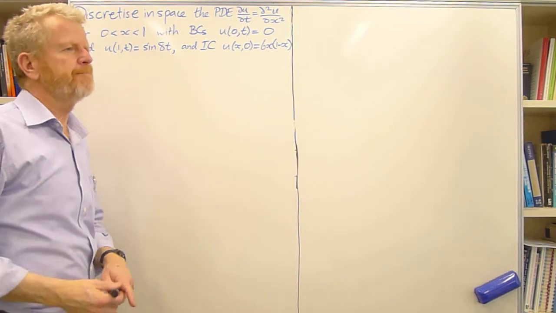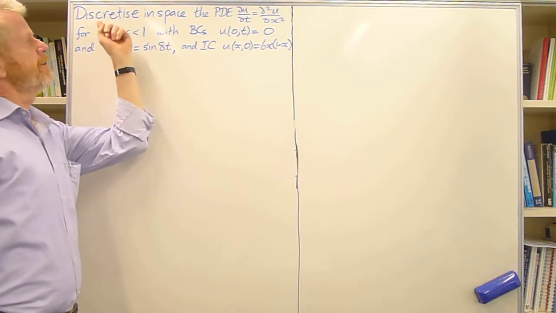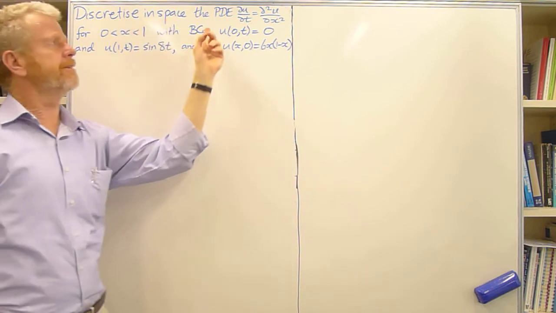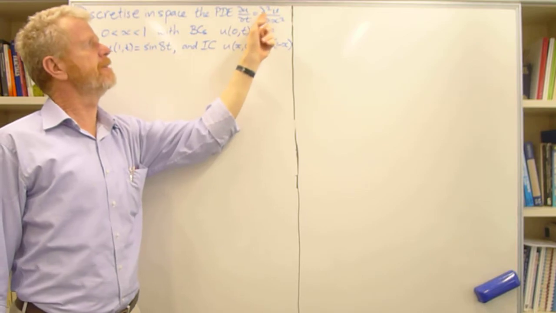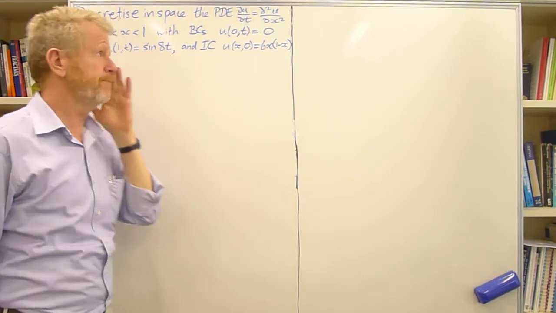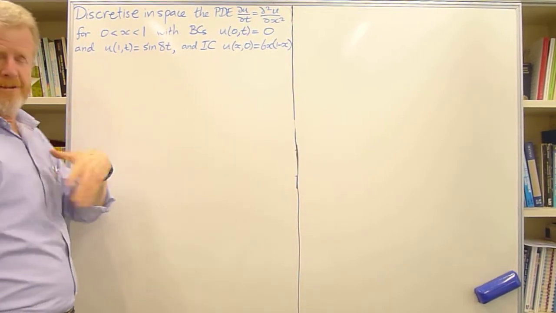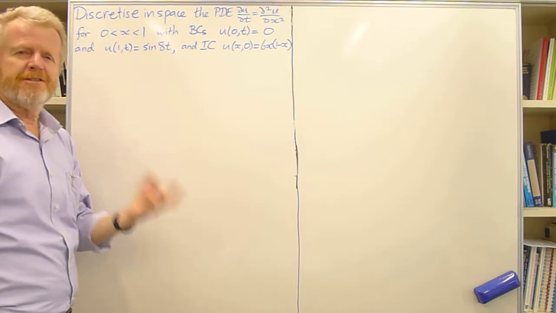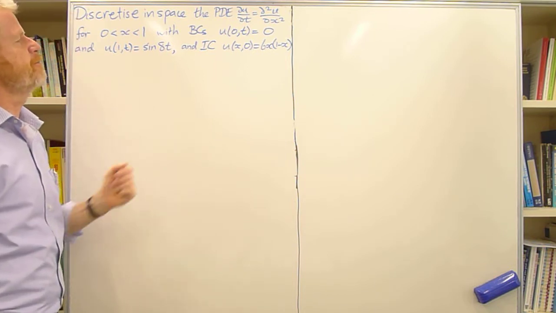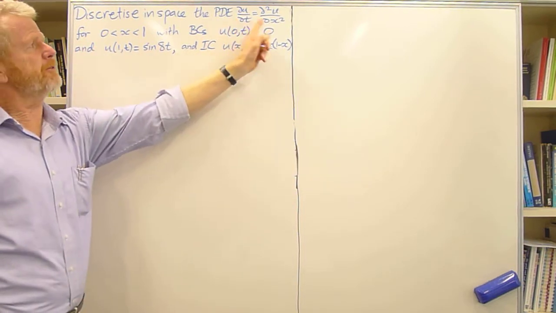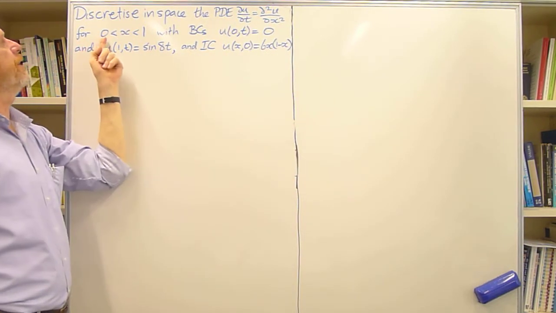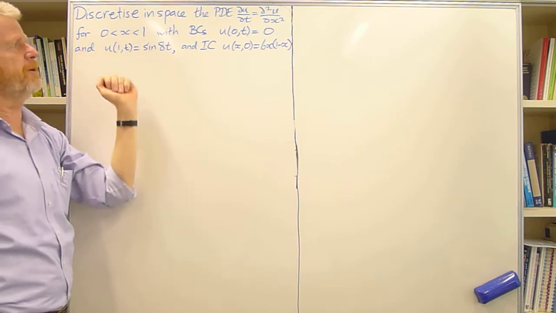Our challenge here is to discretise in space the heat partial differential equation. du/dt is d squared u/dx squared, perhaps the simplest partial differential equation that we're going to solve numerically. We're going to approximate this differential equation on the interval x between 0 and 1.